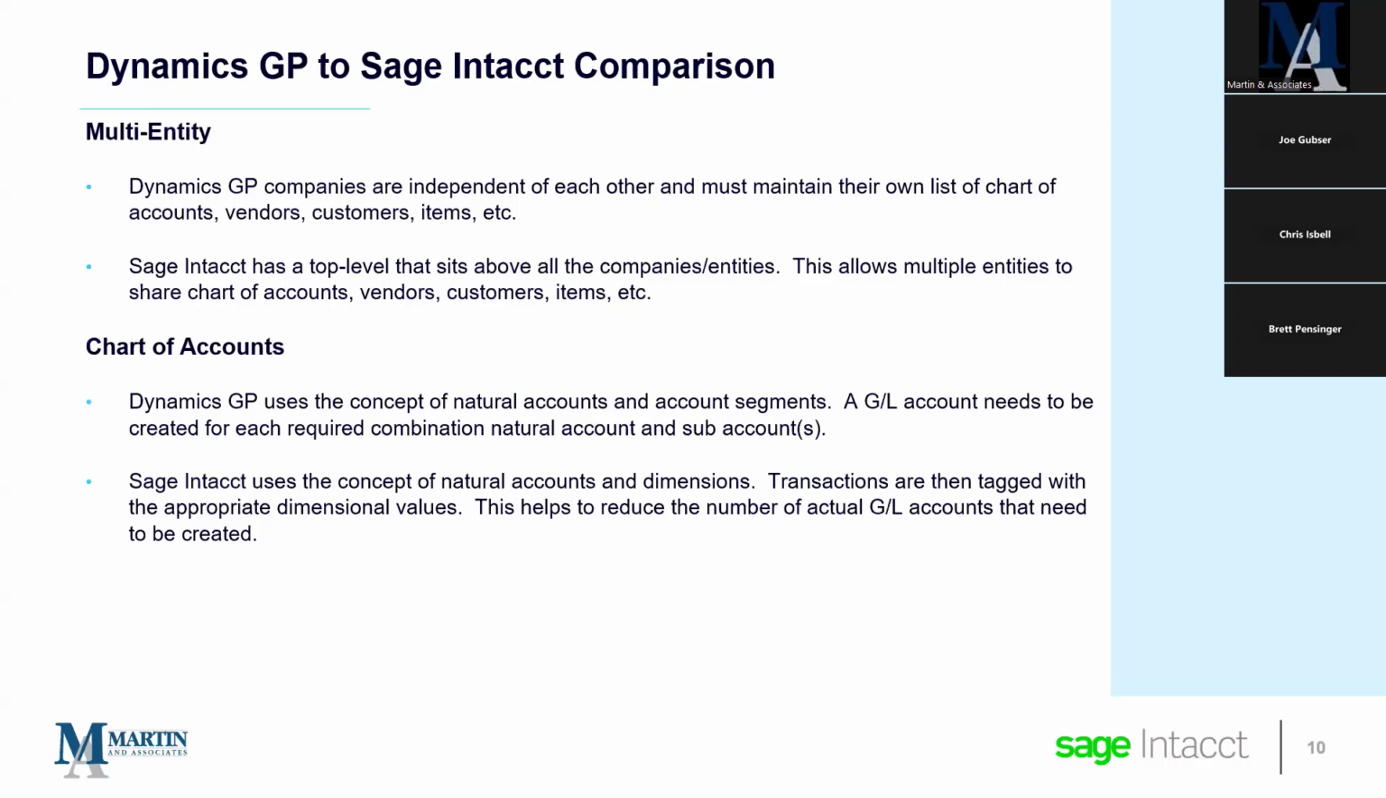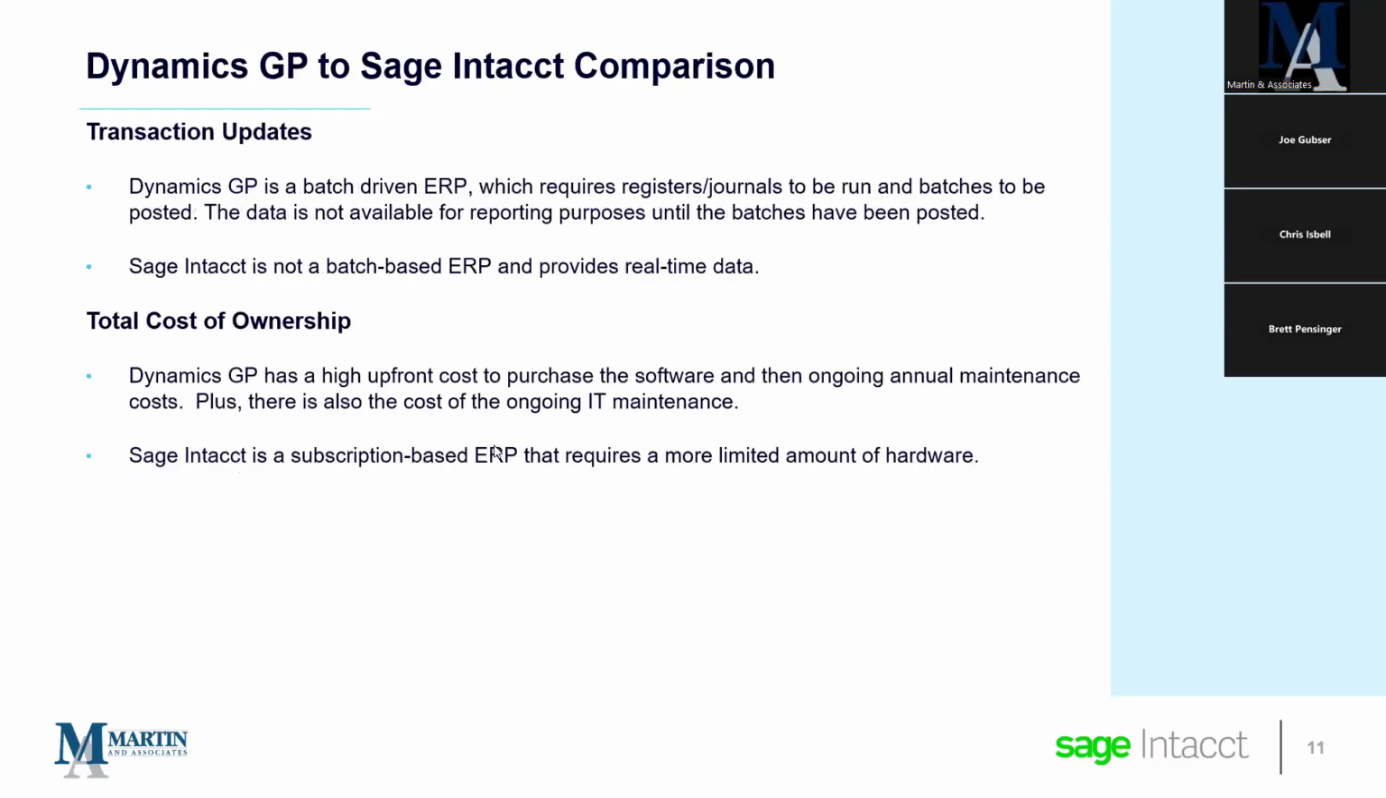Sage Intacct, on the other hand, uses the concept of natural accounts and dimensions. Dimensions replace your sub accounts, and then what happens is you tag transactions to the appropriate dimensional values when things are being entered, and it helps reduce the number of GL accounts that need to be created, and it helps you with your slicing and your dicing of your data that we're going to see here in a little bit when you're inside of Sage Intacct. Transaction updates.